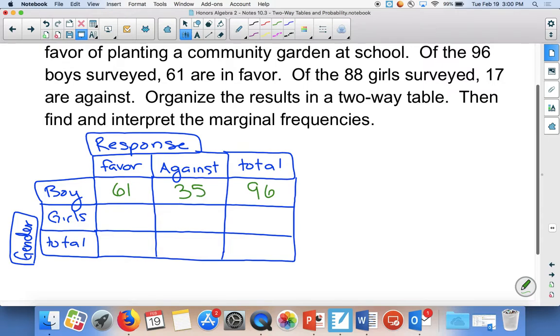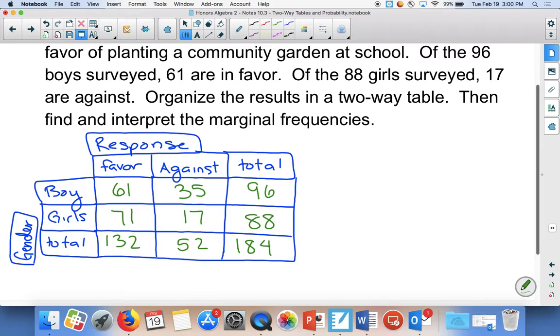Okay. And then of the 88 girls surveyed, that goes there for your total. 17 are against. So that goes there. Subtract, leaving you with 71 that were in favor of that. And then just add up all your totals. So 132 for in favor, 52 against, and if you add those, 96 and 88, 132 and 52, those should total 184 both ways. Okay? So there's your two-way table put together.